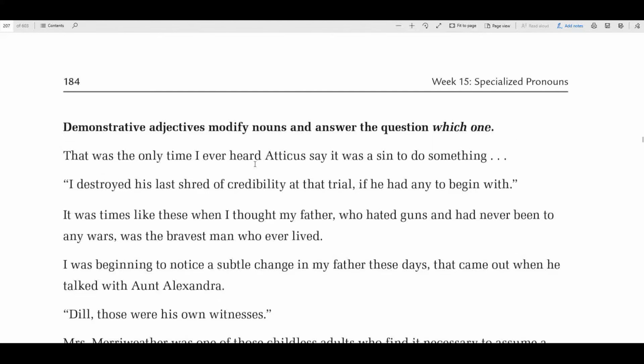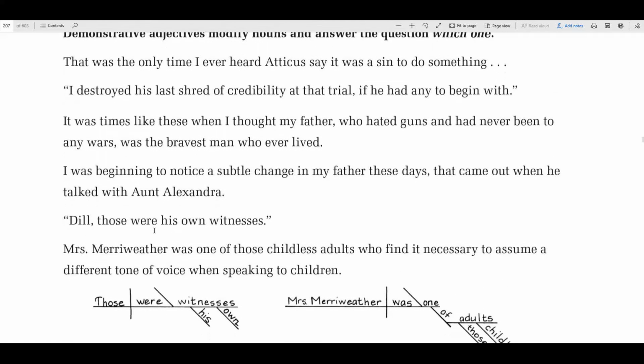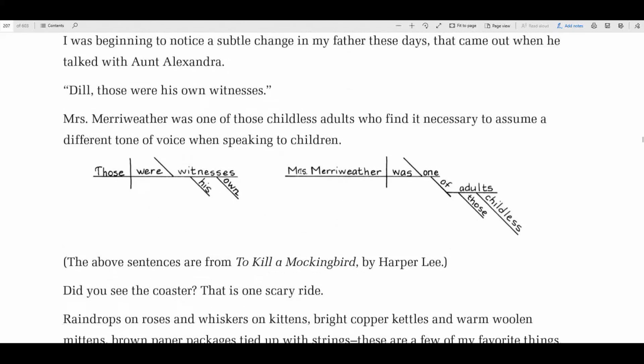"So that was the only time I ever heard Atticus say it was a sin to do something. I destroyed his last shred of credibility at that trial if he had any to begin with." Okay, so this word that is acting as a demonstrative adjective because it's taking the place of which time. That. Okay, "It was times like these when I thought my father, who hated guns and had never been to any wars, was the bravest man who ever lived." There's the word these.